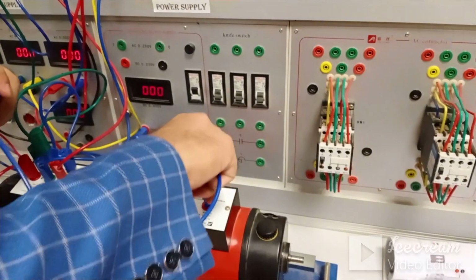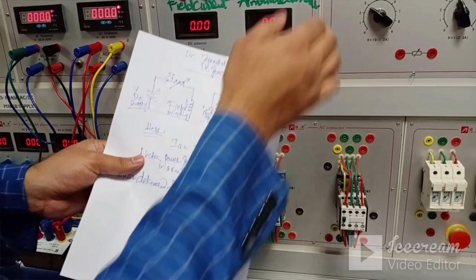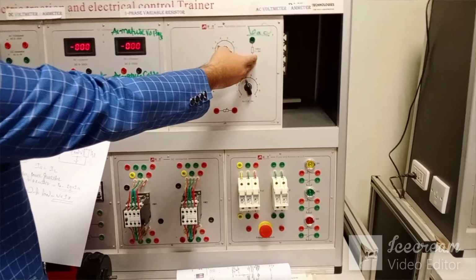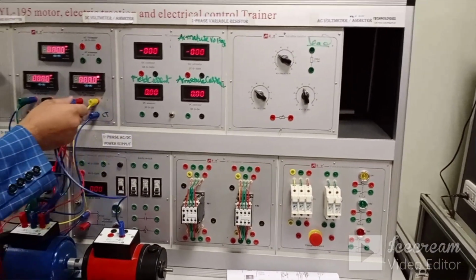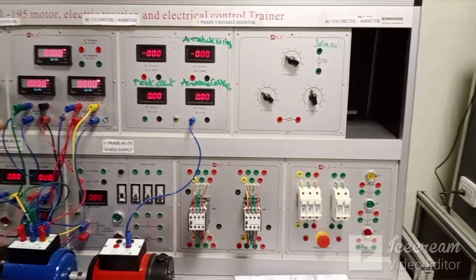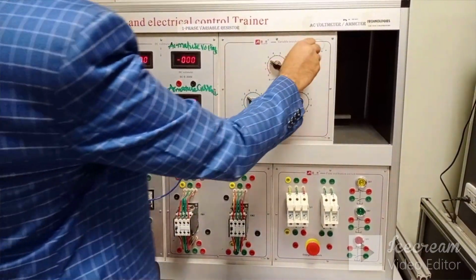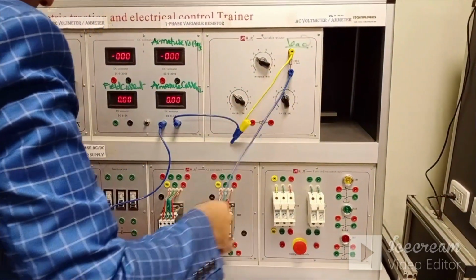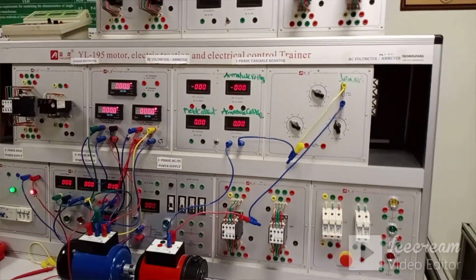First of all, we have to connect this armature winding with the load side. According to this diagram, the ammeter will be connected in series with the armature winding and the load. We take this 100 ohm fixed load, and it is connected with this ammeter. So this will give us the armature current as well as the load current of the machine.